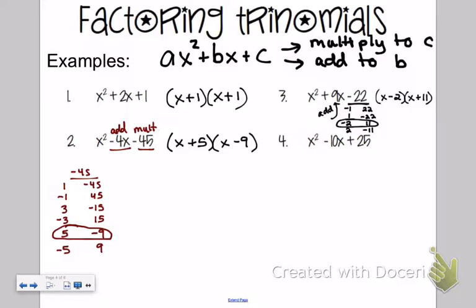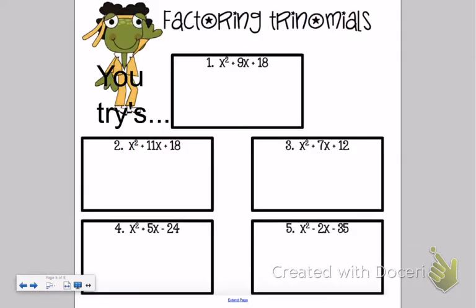All right, let's look at that last one. We need factors of positive 25. So that could be 1 and 25, negative 1 and negative 25, 5 and 5, or negative 5 and negative 5. Which set of these numbers add to negative 10? Negative 5 and negative 5. So we have our x's, and both of these are negative 5s. Go ahead and do the Your Tries.